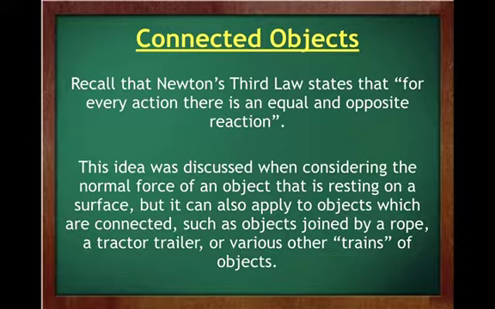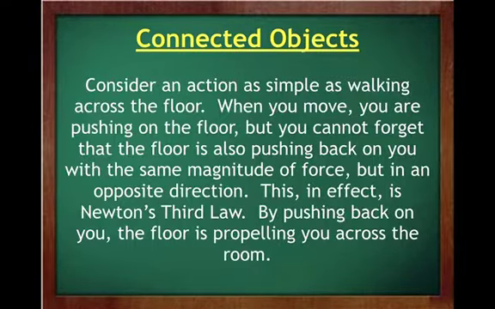This also applies to objects that are connected, such as joined by a rope, or like tractor trailers or other types of trains. Things where there are multiple masses connected with each other. So one is pulling the other in one direction, but that same mass is pulling it backwards as well, and there's that equal and opposite force.